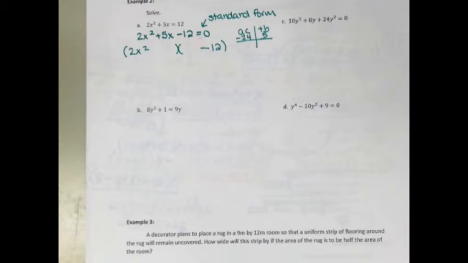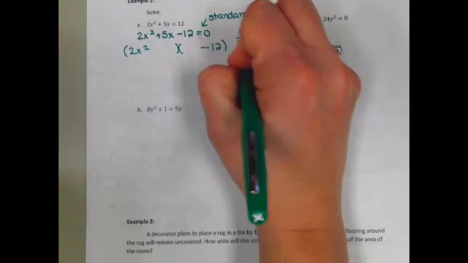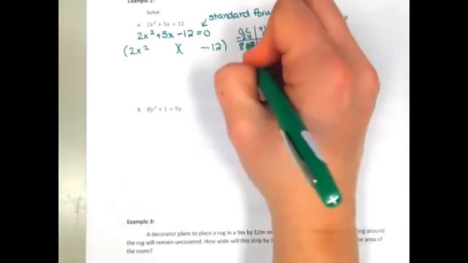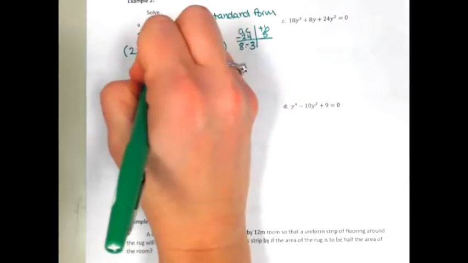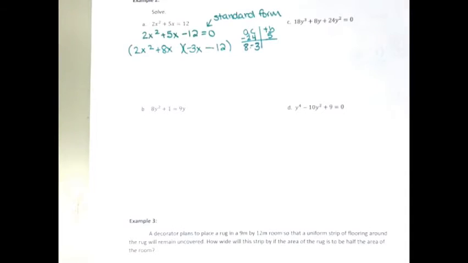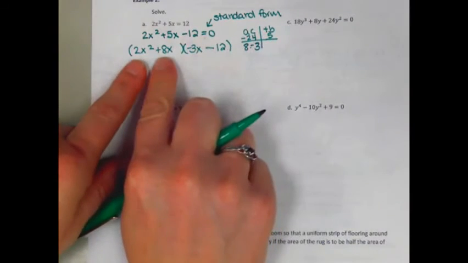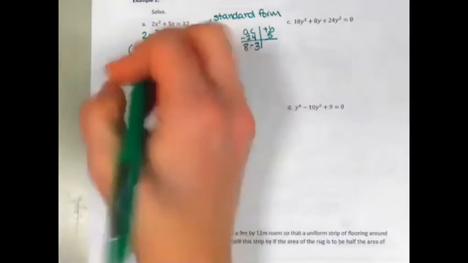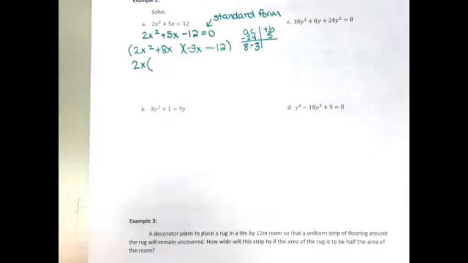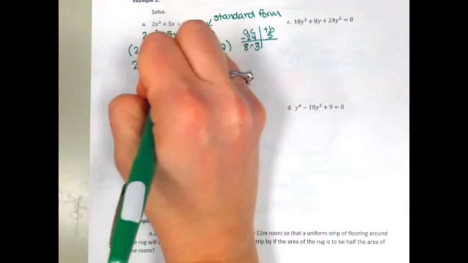What do you think? 8 and 3, which one's going to be positive, or which one's going to be negative? 3, yep. So we're going to have positive 8x, negative 3x. And again, it doesn't matter where you put the 8 and 3, okay? What's my GCF between 2x squared and 8x? 2x. And aren't I left with x plus 4?